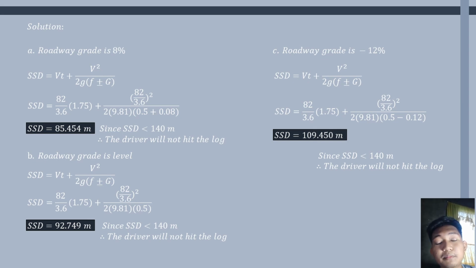The formula for the braking distance is V squared over 2g times f plus or minus G, where g is 9.81, f is the coefficient of friction, and G is the grade. Substitute the values into the formula. V is 82, and as you can observe, we divide the initial speed of 82 by 3.6 to convert kph into meters per second.